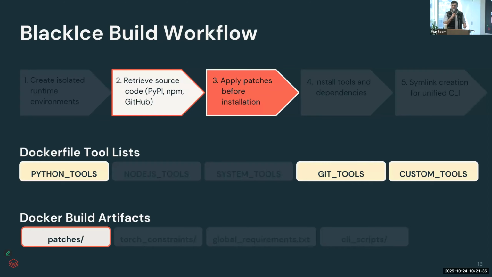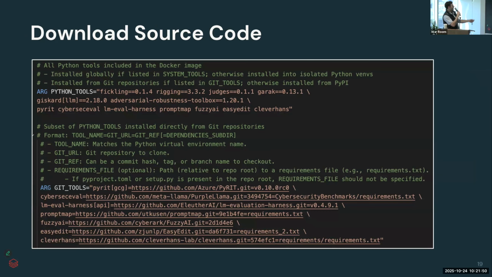So now that we understand the distinction between static and dynamic tools, I'll discuss how we retrieve the source code for the different tools and then apply patches before installation. So here we can see, at the top of the Dockerfile, I know it's a bit difficult to read here, we just have a couple tool lists. One would be the Python tools. In this case, basically all the tools that are written in Python are defined. If their version is specified, then the source code will be downloaded from PyPI. If it's not specified, then that would mean that it should be included in the Git tools.